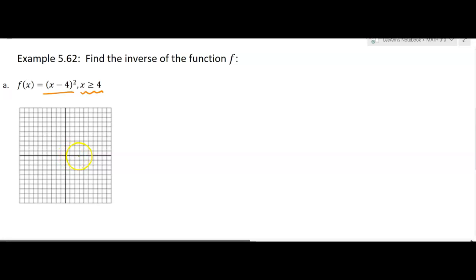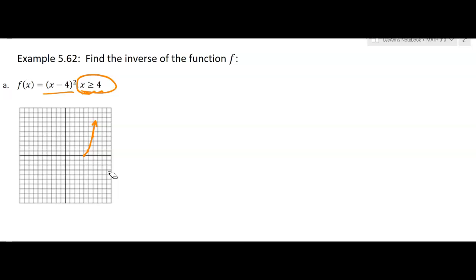So if I go 1, 2, 3, 4 to the right and draw my basic parabola like I'd been doing with transformations, it would look like this. But this part says, by the way, x has to be greater than or equal to 4. So I have to draw in just this half. That's the only piece we have for the parabola, just the one side of it, where x is greater than or equal to 4.